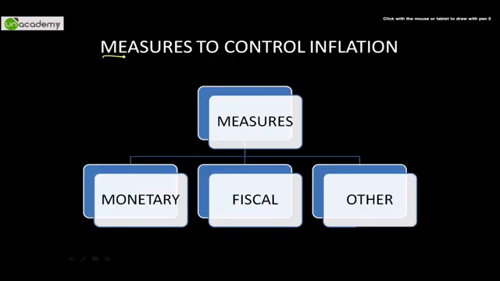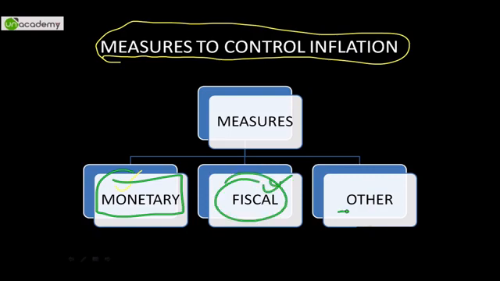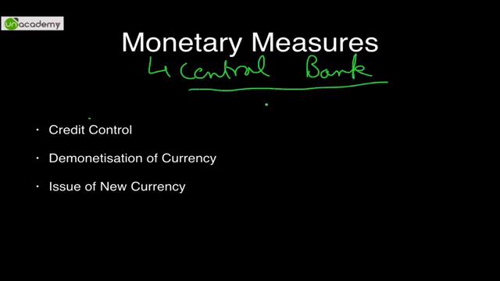Now we will move to measures to control inflation. So how to control inflation? Either you can do it by monetary measures, okay, monetary measures is one, then fiscal measures is one, and finally there are other measures as well. So obviously monetary measures are taken by the central bank of a particular nation, for example the US Fed Reserve, or in case of India it's called the Reserve Bank of India, etc.